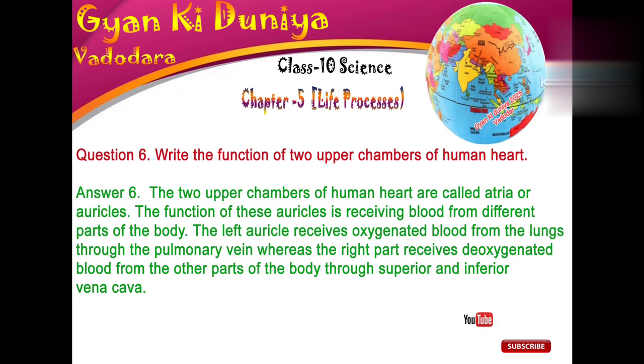Answer 6. The two upper chambers of the human heart are called atria or auricles. The function of these auricles is receiving blood from different parts of the body. The left auricle receives oxygenated blood from the lungs through the pulmonary vein, whereas the right one receives deoxygenated blood from the other parts of the body through superior and inferior vena cava.